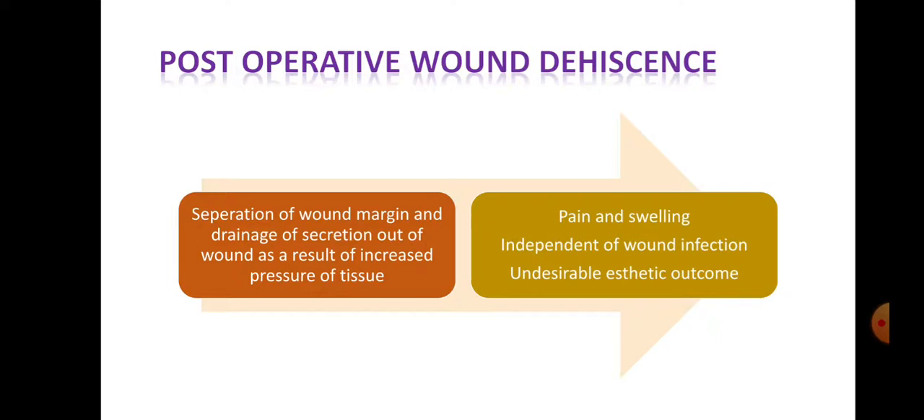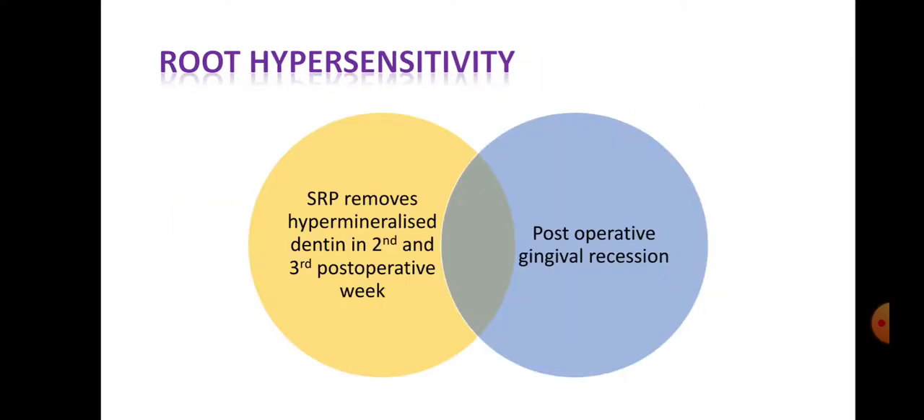Pain and swelling independent of wound infection, undesirable aesthetic outcome can occur. So when do you have this root hypersensitivity? It can occur in postoperative gingival recession. So when do you get the postoperative gingival recession? When more than 2 to 3 millimeters of bone exposure is present. Then when do you get the root hypersensitivity? In case of hypermineralized dentine in the second and third postoperative week because of over instrumentation.